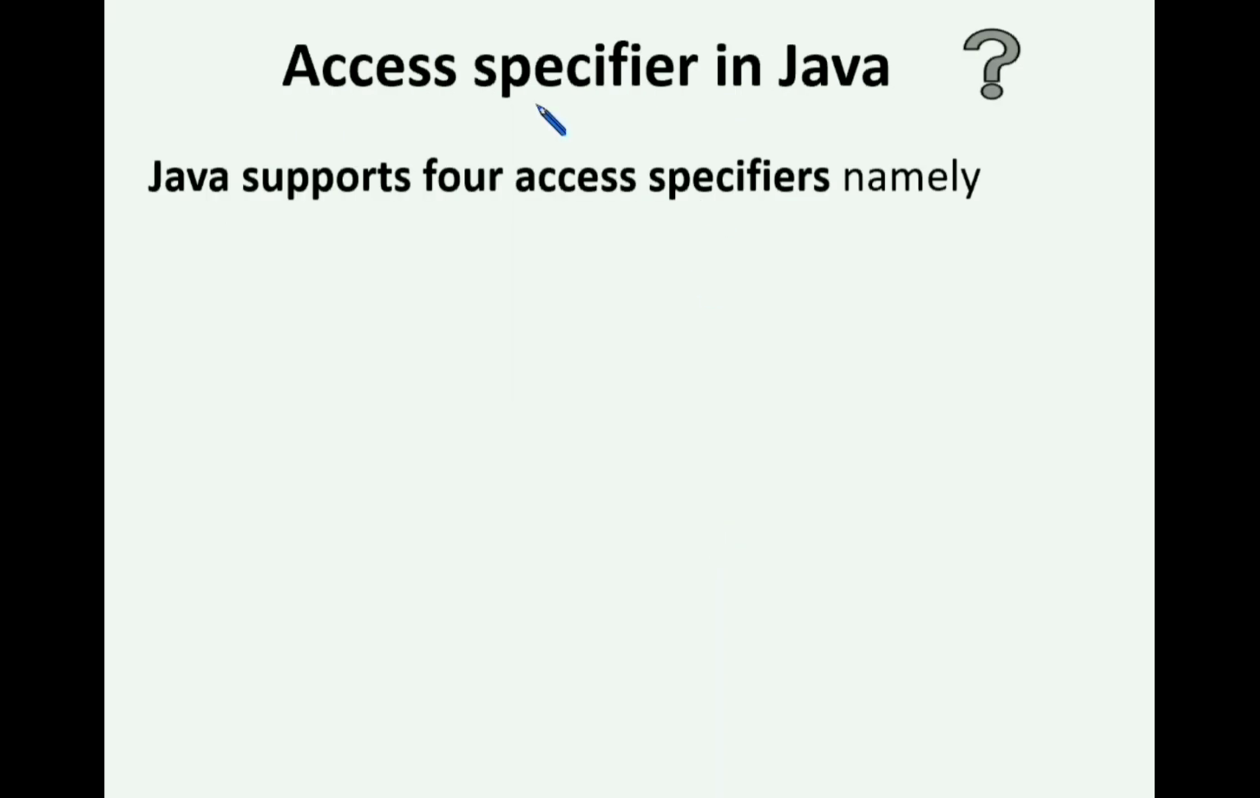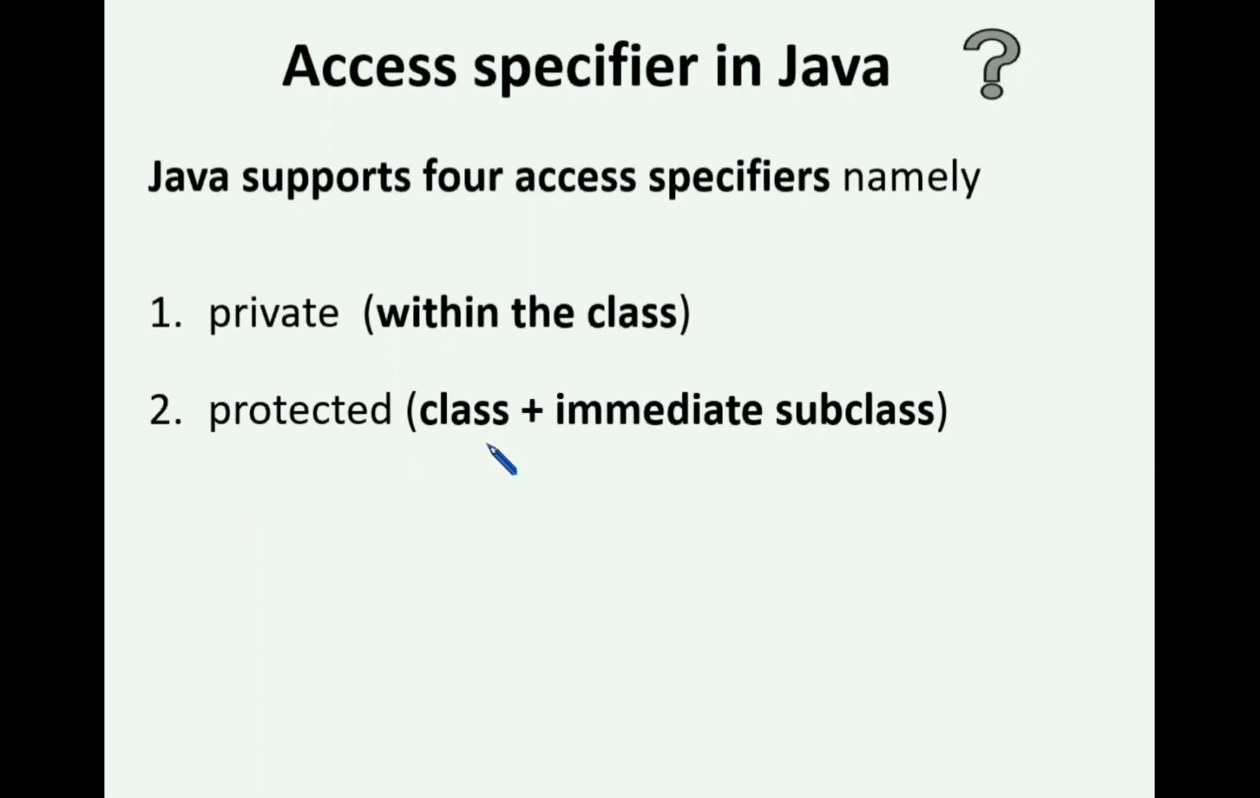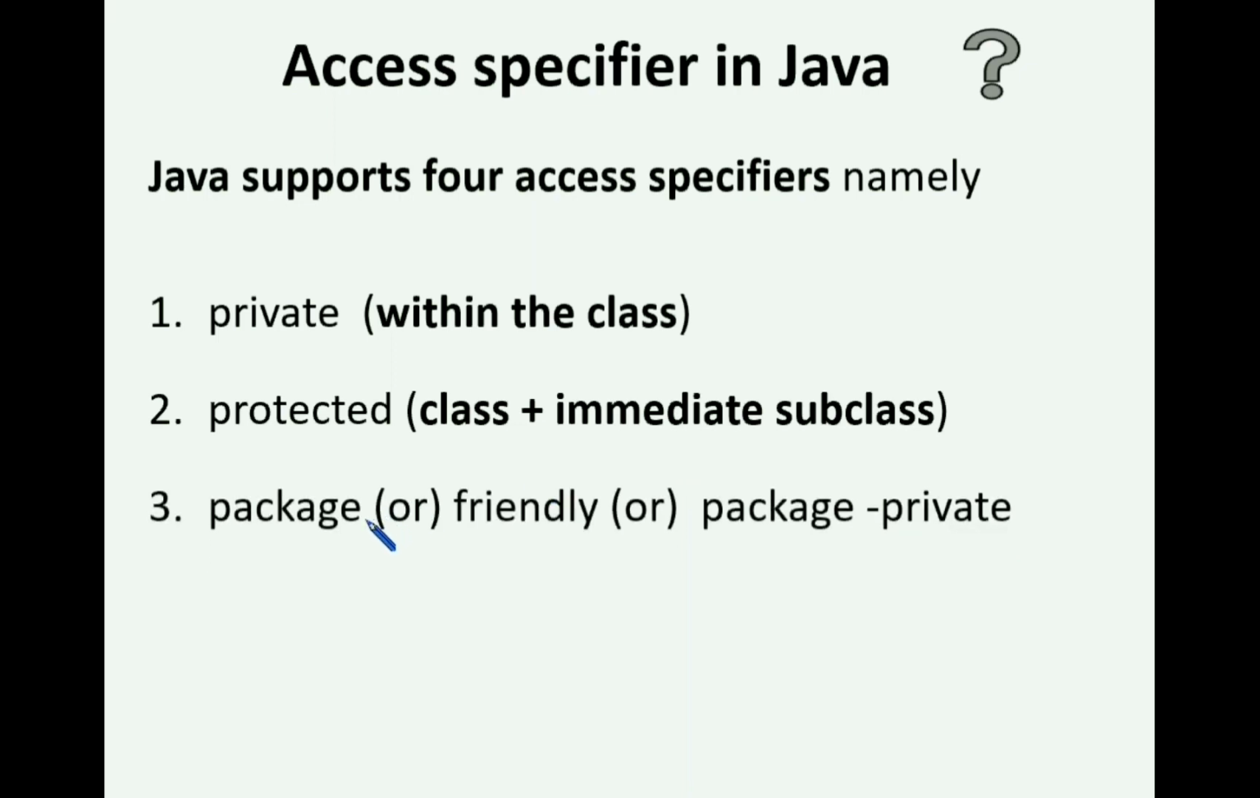Similar to this, what are all the access specifiers available in Java? Java supports four access specifiers, namely private, which can be accessed within the class, protected, which is class and the immediate subclass. By default, in Java, the access specifier is package, friendly, or package private. Note it down, all these three are not keywords.